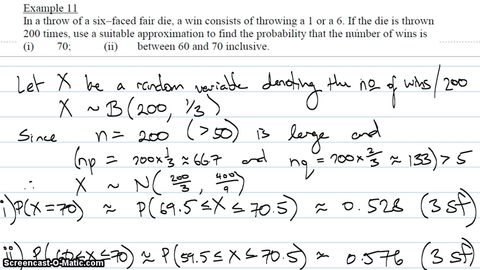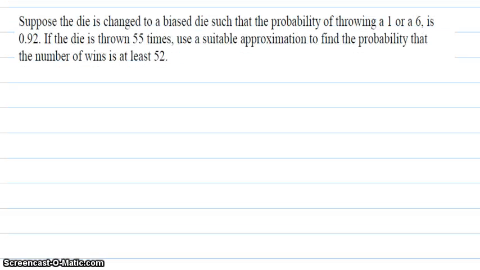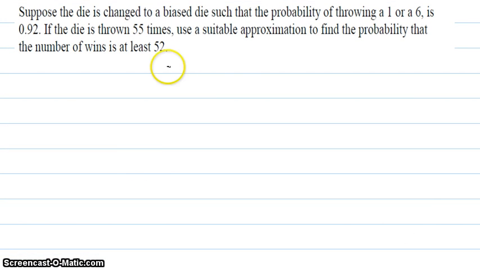And in the second part, they changed the game a little bit. So suppose the die is changed to a biased die such that the probability of throwing a 1 or a 6 is 0.92. If the die is thrown 55 times, use a suitable approximation to find the probability the number of wins is at least 52. So again, that means our X is now binomially distributed, 55 trials, and probability of success of 0.92.